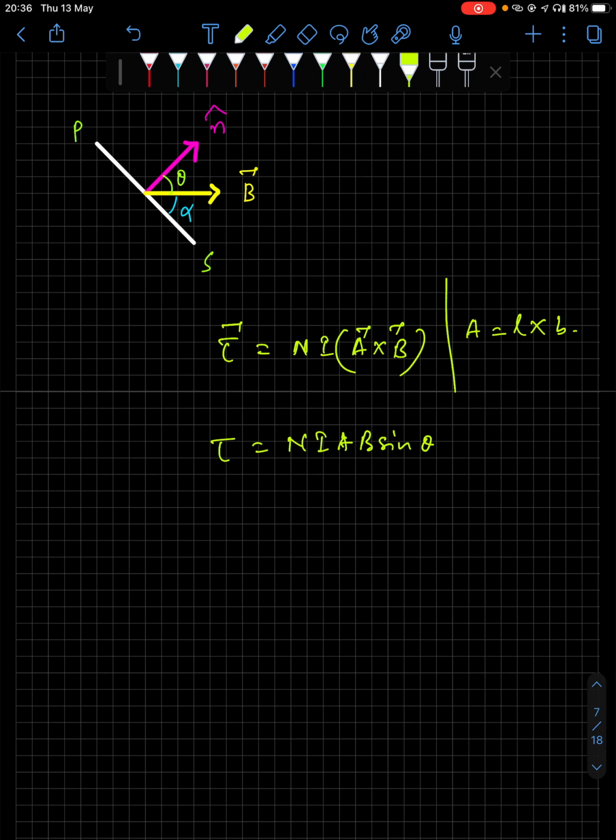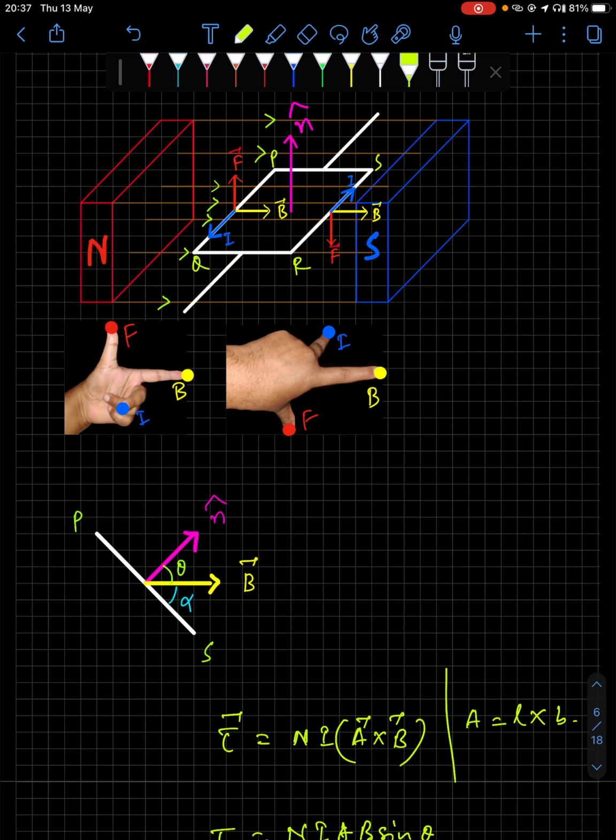Now, N is the number of turns in the coil, A is the area of the coil, and theta is the angle between n cap and B vector. Now, we have a special case. Number one, if theta equals 90 degree, that is the situation which is shown in the figure above. Here theta is actually 90 degree, this angle is 90 degree.